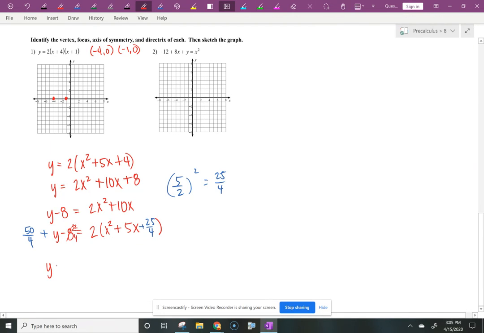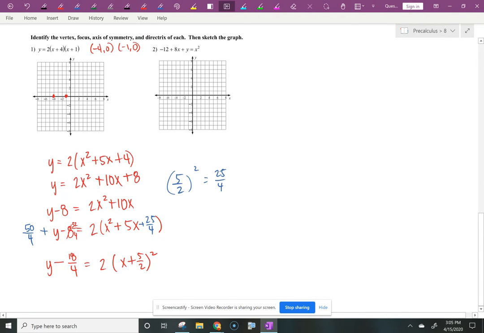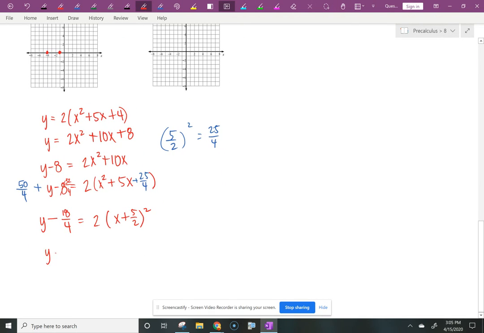So I have y minus, what is 50 minus 32? That's like 18. So I have 18/4, which I can reduce. And then 2, and then x plus, half the middle number was 5 over 2, so 5 over 2 squared. And then I might clean that up a little bit. Y minus 9 over 2 equals 2 times (x plus 5 over 2) squared. And then honestly, I like to move the 2 to the other side, so I have 1/2. Y minus 9 over 2 equals 1/2 times (x plus 5 over 2) squared. And there's my equation for my parabola.